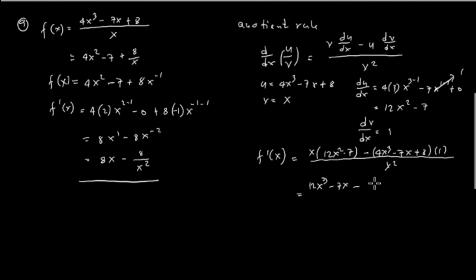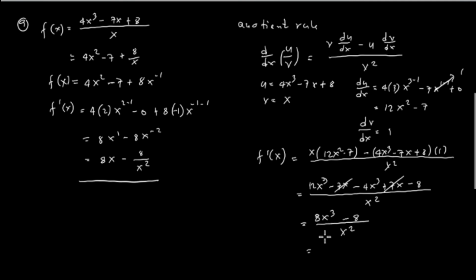Change the sign of all terms inside. So negative 4x cubed, minus minus is positive 7x, minus plus is negative 8. Then multiply by 1, and we divide by x squared. Combine similar terms: 12x cubed minus 4x cubed is 8x cubed; minus 7x plus 7x cancel out, and minus 8, all over x squared.